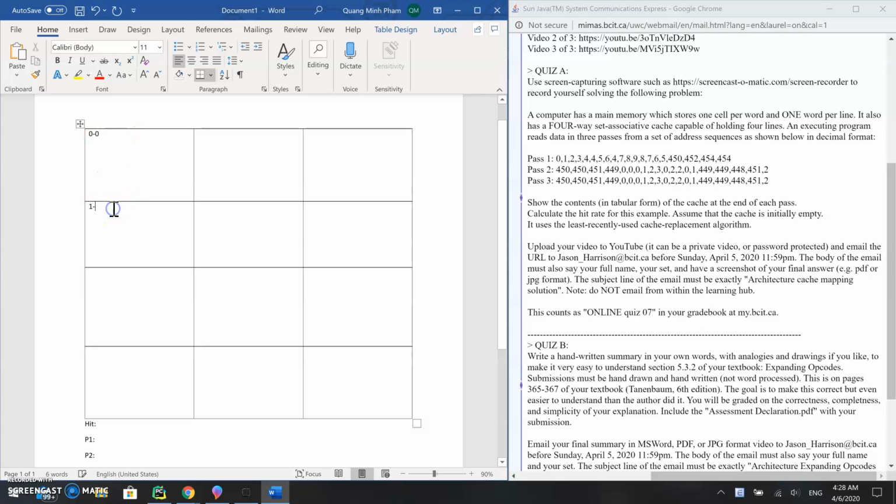0 0 1 1, 2 2, 3 3. 4 is a miss. 4 is in here, so cross out 0 0 and 4 4. And 4, okay, this is a hit. 5 is not here, so 5 6. And 6 is not here, so 6 7. 4 is here. It's a hit.